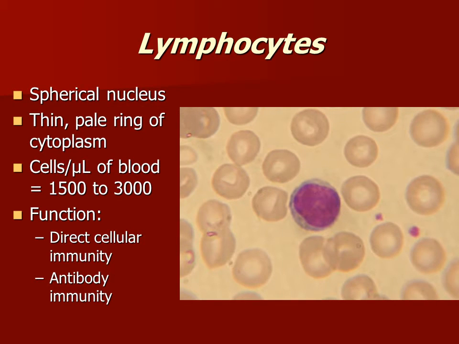Lymphocytes, these are now the agranulocytes. They have a very large spherical nucleus, so it looks like they just have very little cytoplasm as compared to the size of the nucleus. They are involved with your defense system, in that they directly play a role with your immune system.